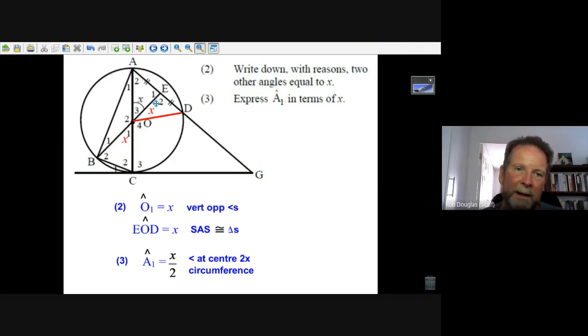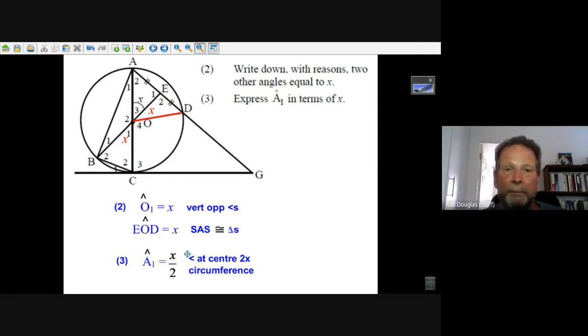Okay, write down with reasons two other angles that equal X. Well, you've got these two lines that cross each other. O3 is X, so O1 is X. And that's an old idea. You should know that vertically opposite angles are equal. And then EOD must equal X too. Well, because they both share an angle of 90 degrees and they have a common side here. So side angle side makes these two triangles congruent, which means these two angles, A3 and EOD must equal X.